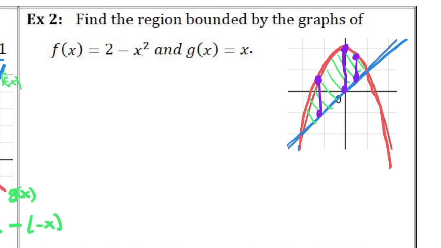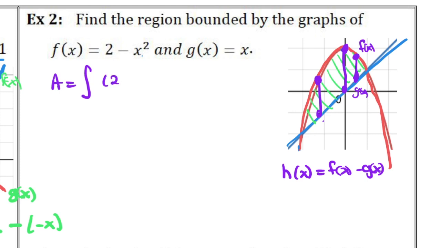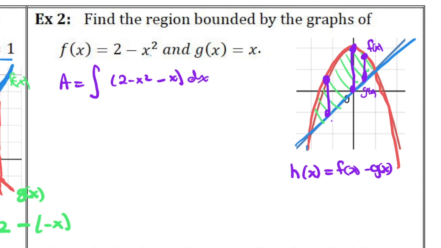Notice my f of x is that top value. g of x is the bottom value for each one of these. So the height with respect to x is going to be f of x minus g of x. And in this case, we now know that the area is the integral, oh no, I don't have my endpoints. Get them in a minute. Of f of x, which is the quantity 2 minus x squared, minus g of x, which is x. We are cutting on the x-axis. We know that because the lines we're drawing are perpendicular to the x-axis.